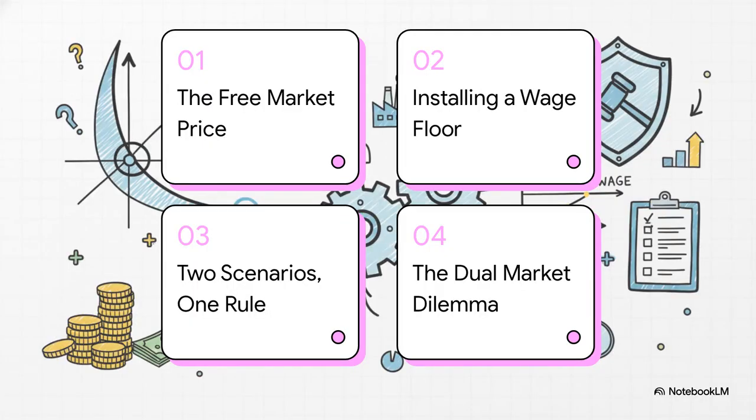Okay, here's how we're going to tackle this. First, we'll start with the pure theory, the free market price. Then, we're going to throw a wrench in the works and install what's called a wage floor. After that, we'll look at how that one single rule plays out in two totally different scenarios. And finally, we'll bring it all home with a real-world case study to see how these forces create what we call the dual market dilemma.